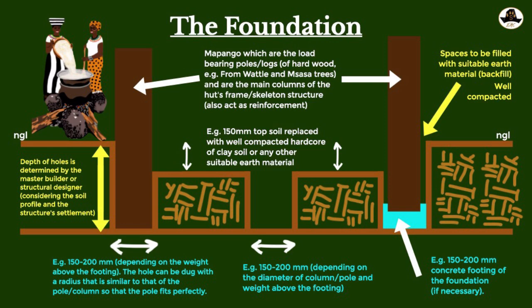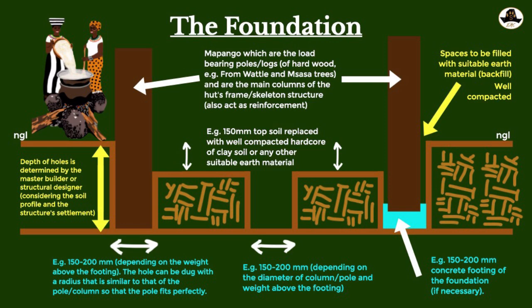So remove the existing soil, maybe around 150 millimeters, and then from there we dig some holes around the plinth area where our round hut is going to be. We need to ensure that the diameter of those holes is similar to that of the poles we're going to put in there, because these poles are going to act as columns, as you can see. If you need to put concrete at the bottom, you can, but that is actually unnecessary.